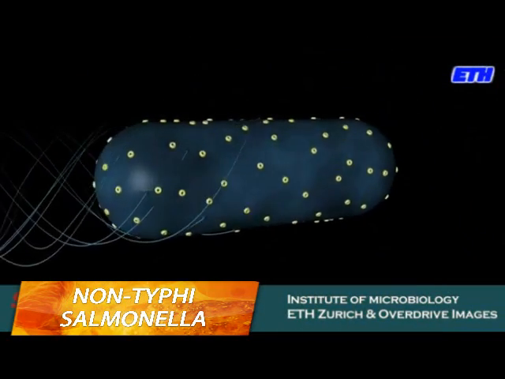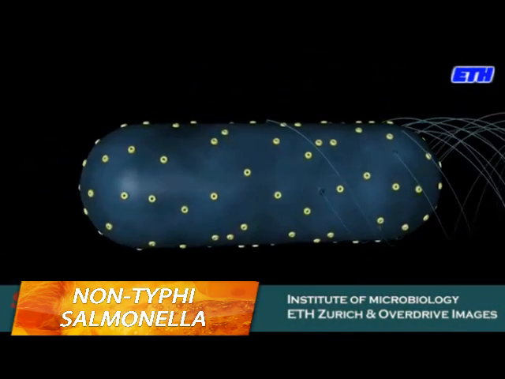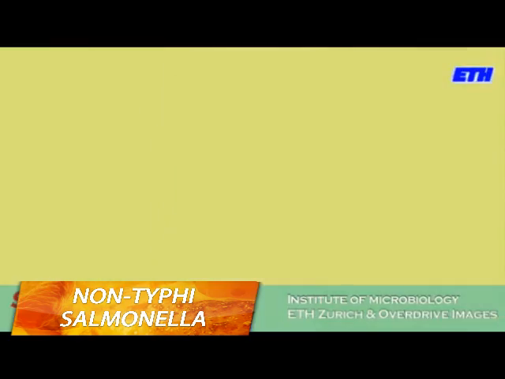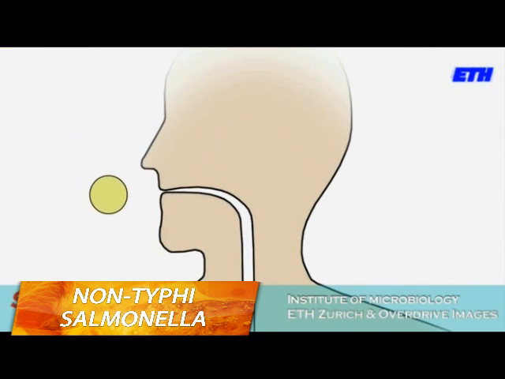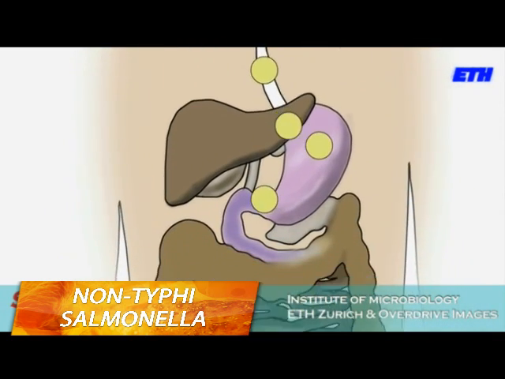Salmonella typhimurium are small, rod-shaped bacteria which cause a gut infection well known as Salmonella diarrhea. The infection starts by eating contaminated food or water. After ingestion, the bacteria travel through the alimentary system.